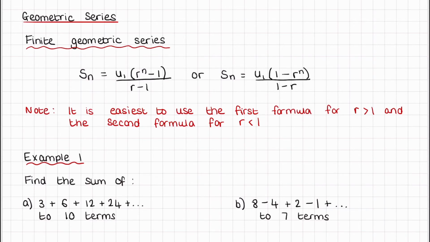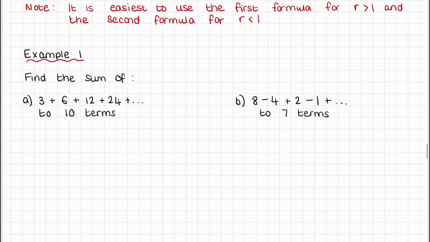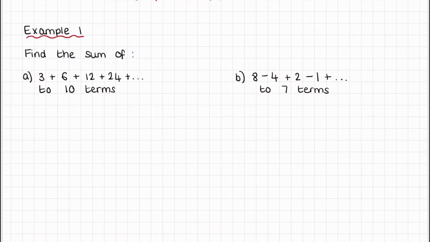So let's have a look at a couple of examples. The first example: find the sum of 3, 6, 12, 24, all the way up to 10 terms. The first thing we need to look at is, is it a geometric sequence? It's going 3, 6, 12, 24, and you notice it's being multiplied by 2 each time, so it is geometric. Let's start with our formula. We have Sn equals u1 multiplied by r to the power of n minus 1, all over r minus 1.